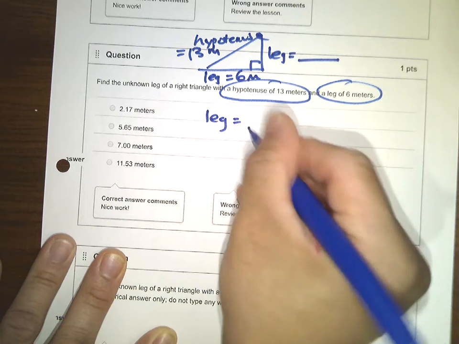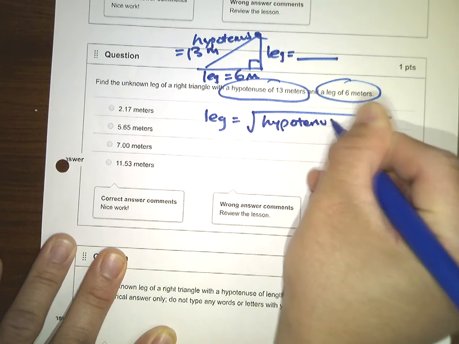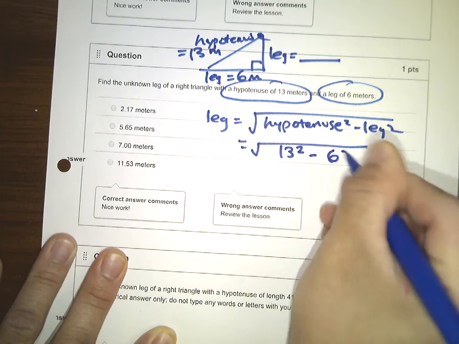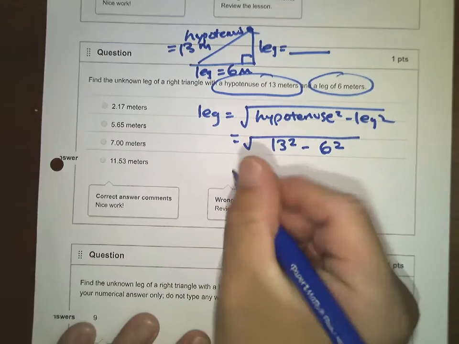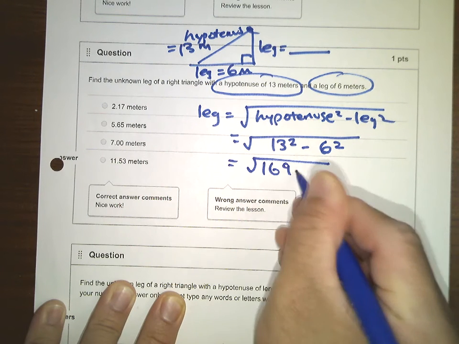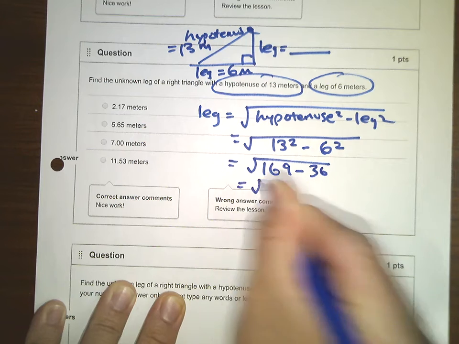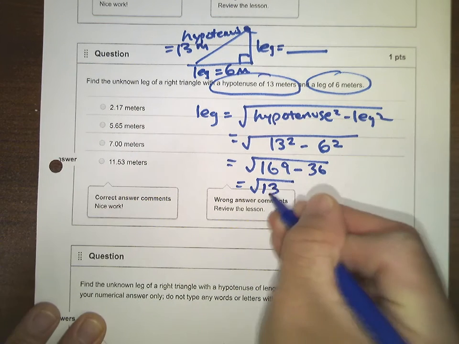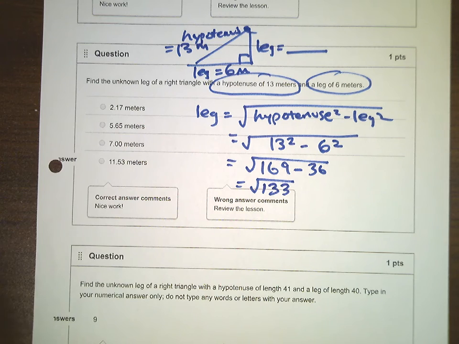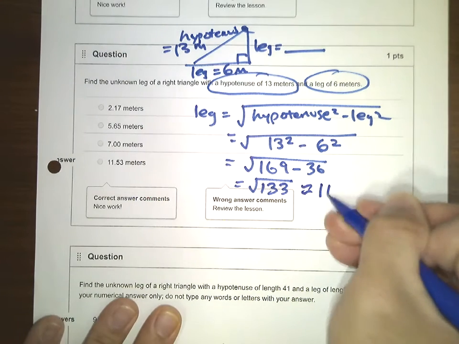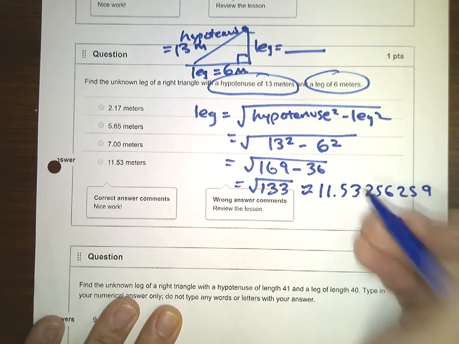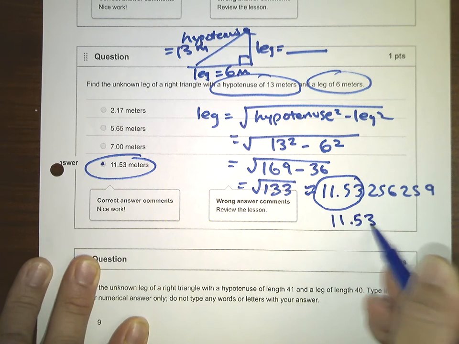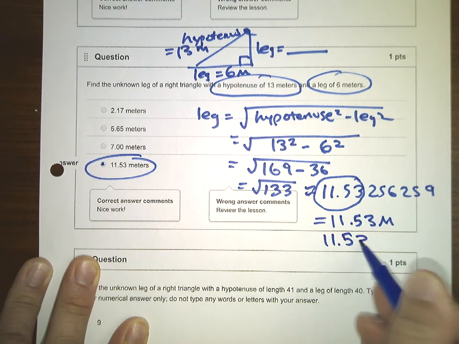So remember I said leg is the square root of hypotenuse squared minus leg squared. So hypotenuse was 13, so 13 squared minus the other leg, 6 squared. All right, so then we have 13 squared is 169. 6 squared is 36, and then we have 169 minus 36. That will be 133. So then the square root of 133 is about 11.53256259. But you can see that they only want it to the nearest hundredth here, so that would be 11.53 meters. All right, 11.53 meters.